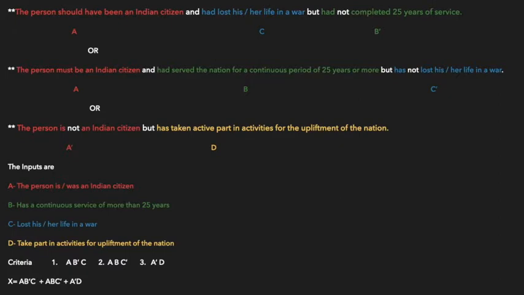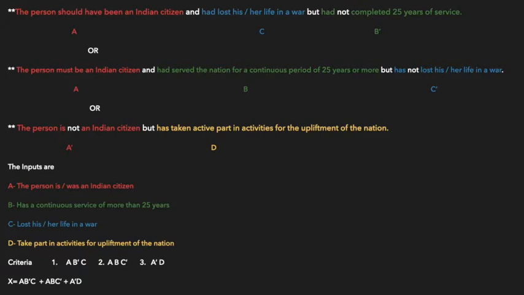Have a look at this. With the colors I have clearly denoted things so that it will be easy for you to understand. The first criterion is the person should have been an Indian citizen, and here you can see I have marked it with red. The first part says the person should have been an Indian citizen. It clearly shows that A will be in uncomplemented form, or will remain as it is, because it matches the given criteria.